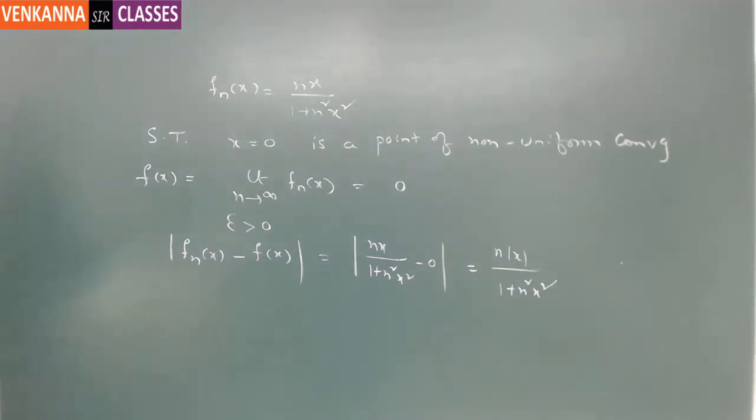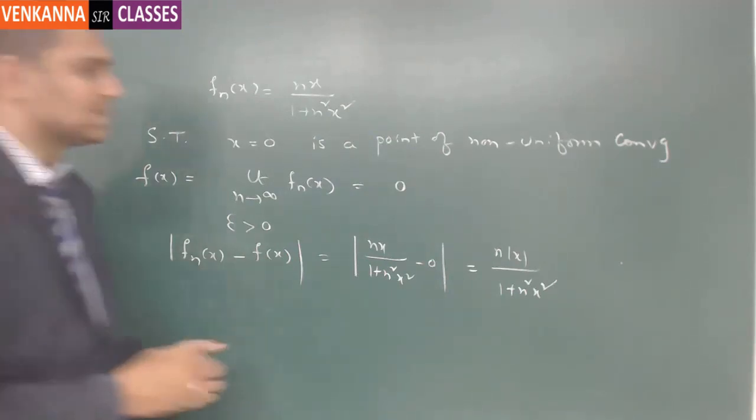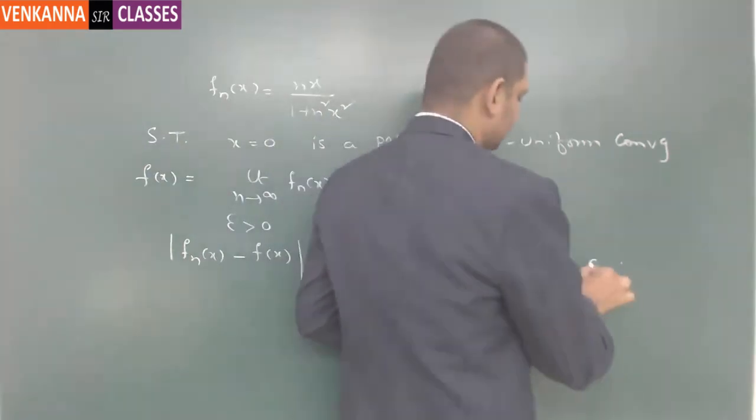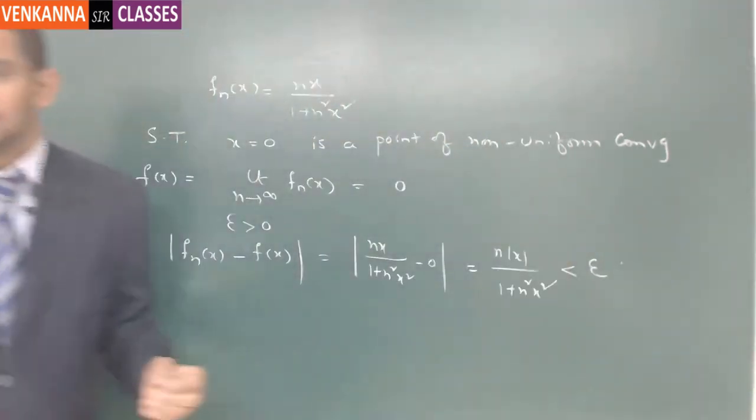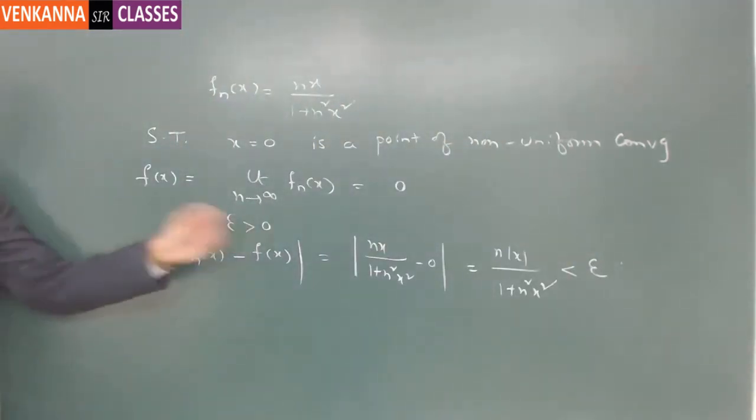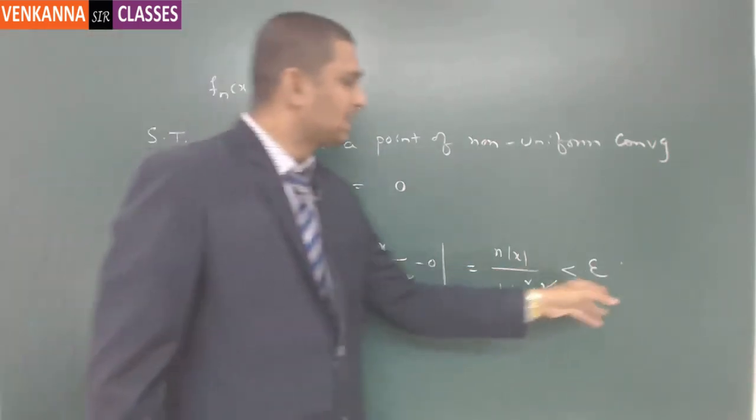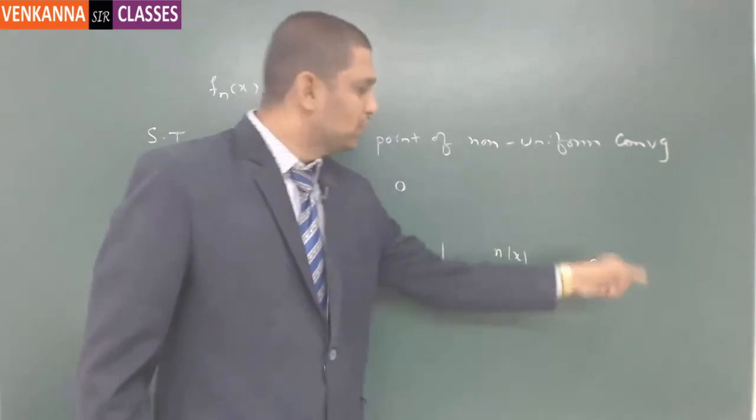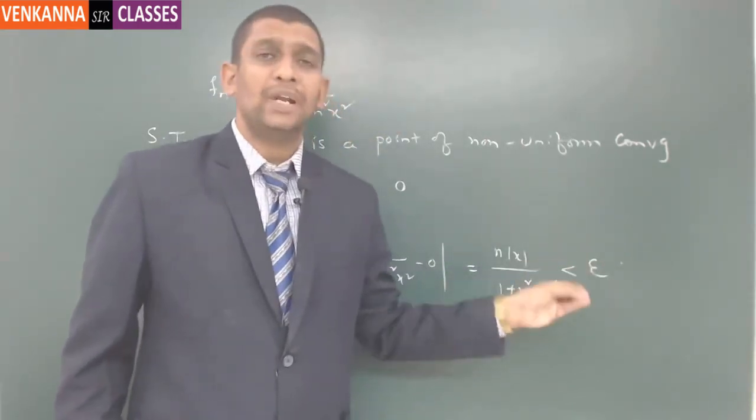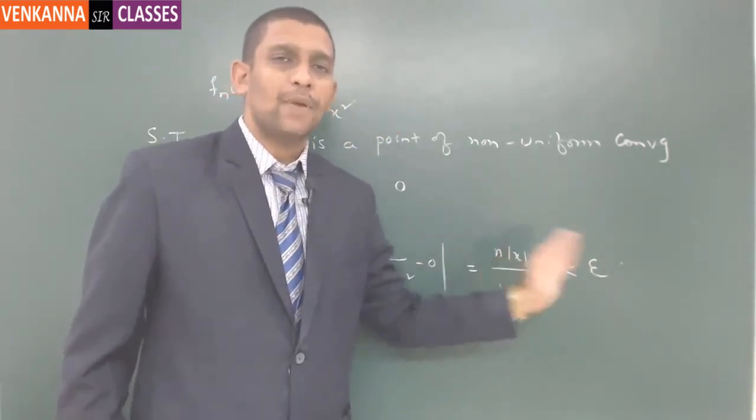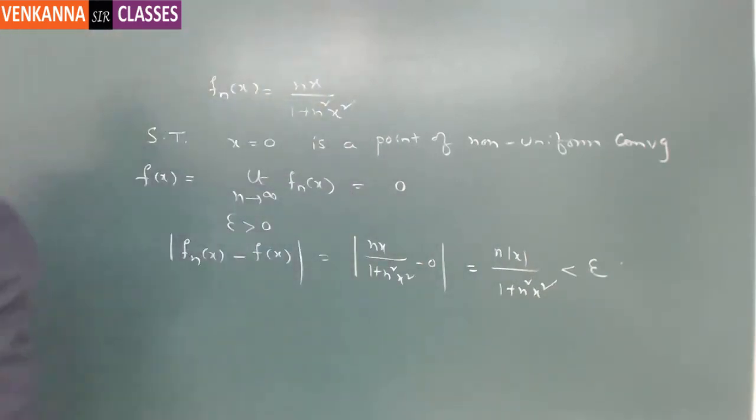And how to find the relation between epsilon and the term number? So let us assume that this value is less than epsilon. Initially you have taken that epsilon is greater than 0 and we are choosing that epsilon is bigger than this. So using this criteria, you have to build a connection between the term number and epsilon. How to simplify that?